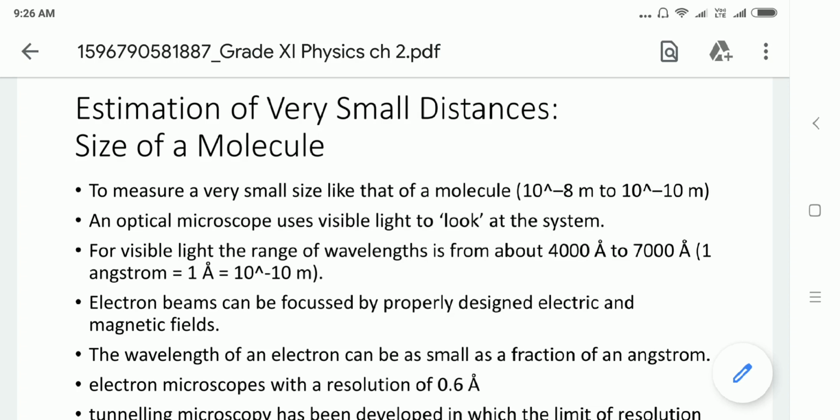For that, we can use an optical microscope. An optical microscope is a microscope in which objects of micro size can be visible. Here, optical microscope means a microscope in which we use light. The light which is visible to us is available in the wavelength range 400 nanometer to 700 nanometer.